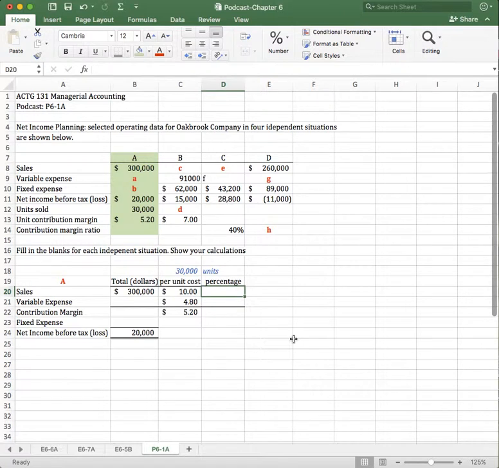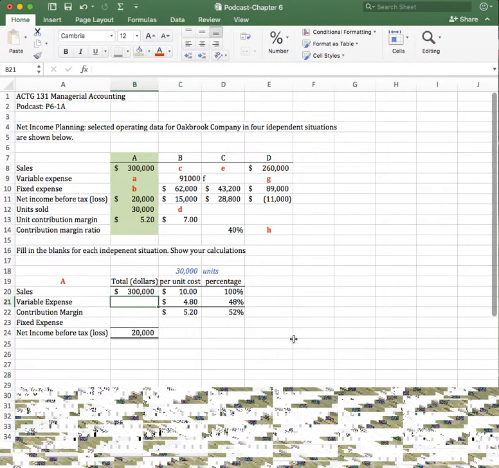Now with that, we can figure out our percentages. So we set sales as 100%, then everything else is a percentage of sales. So variable expense, $4.80 divided by $10. And for the contribution margin, just the sales percentage less the variable expense percentage. Now, with this information, we can solve the rest of it. So how do we calculate?